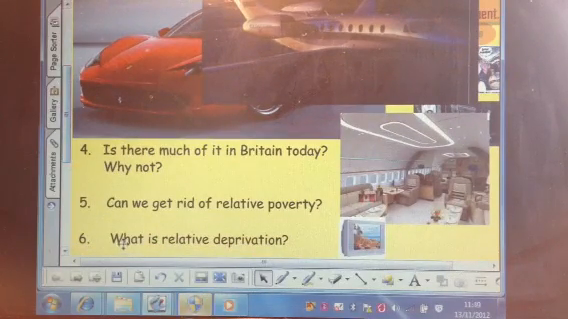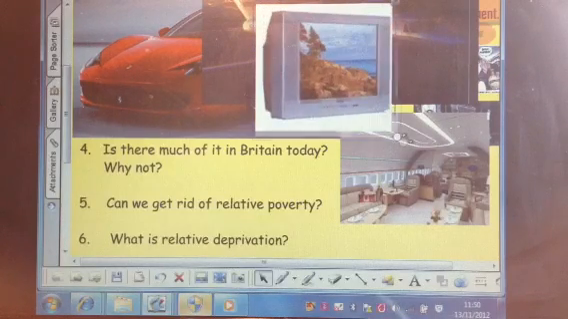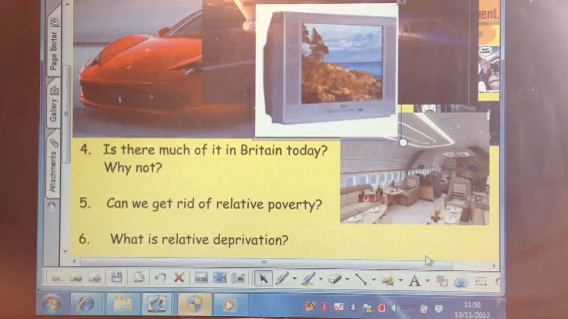Linked to that is, what is relative deprivation? If you're deprived of something, you don't have it. Not talking about absolute here, relative. So I think you'll agree, if you went to someone's house and you saw they had this television, what would you think? This is what we mean by relative deprivation.